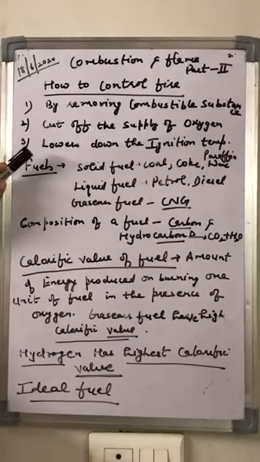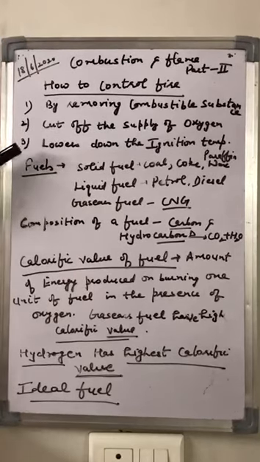The third one is lowering of ignition temperature. Combustion can occur only when a combustible substance is heated up to its ignition temperature. So if we lower down the temperature of a combustible substance, below the ignition temperature, the fire will be extinguished. So these are the 3 steps by which we can control the fire.